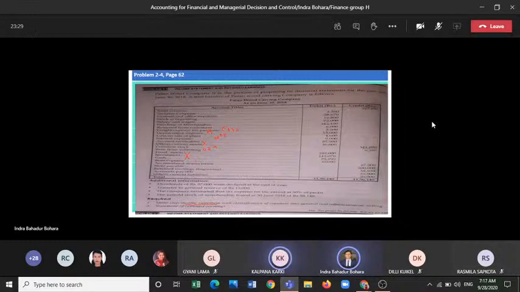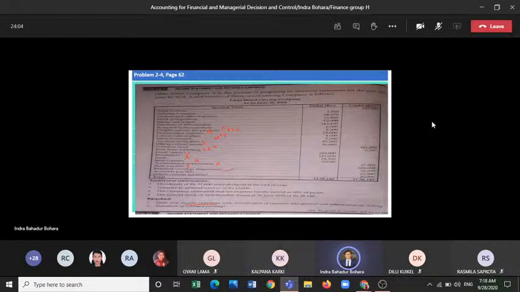Accumulated depreciation is the total amount of depreciation accumulated, deducted from the respective assets in the balance sheet. It is not depreciation expense. Keep it in mind. Accumulated depreciation is not the depreciation. It is deducted from the respective assets in the balance sheet that we are going to discuss today. Another is notes payable. It is also a liability.